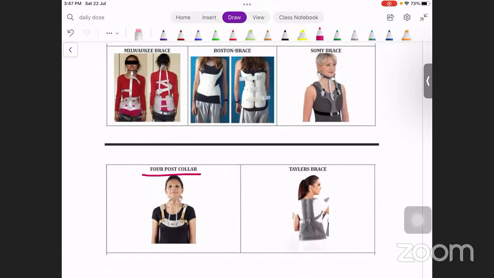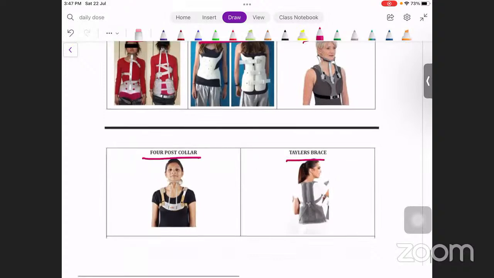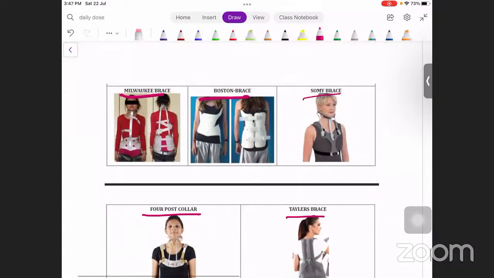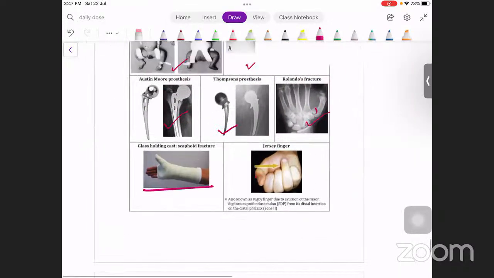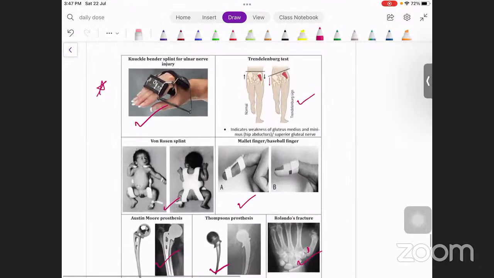the four post collar, Taylor's brace, Somi brace, and Milwaukee brace, and Boston brace. These are the image-based questions that you may expect to see in the FMGE. Quite important orthopedics images, named braces and their pictures and their conditions. And apart from that, named fractures, and you have the named injuries.